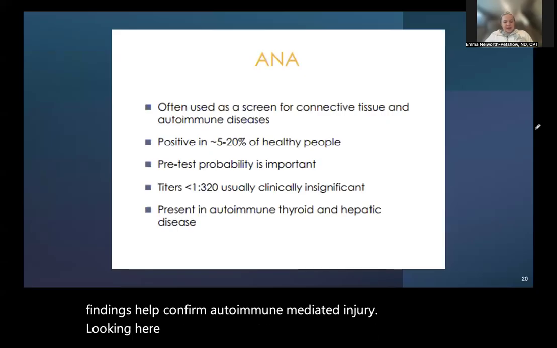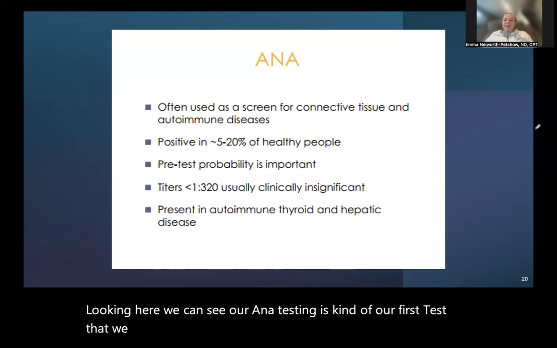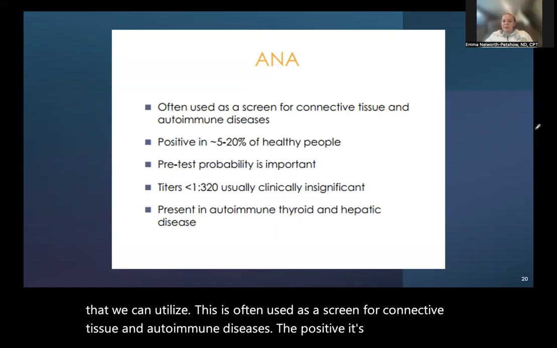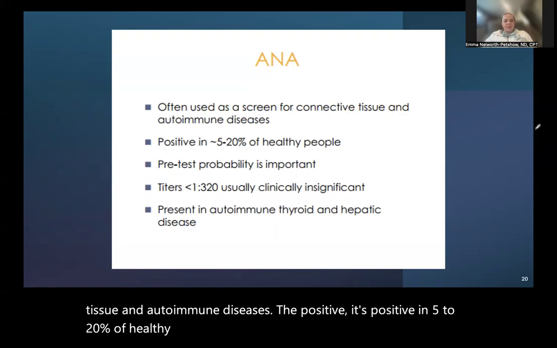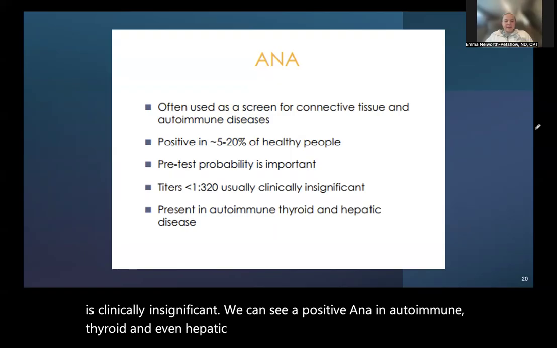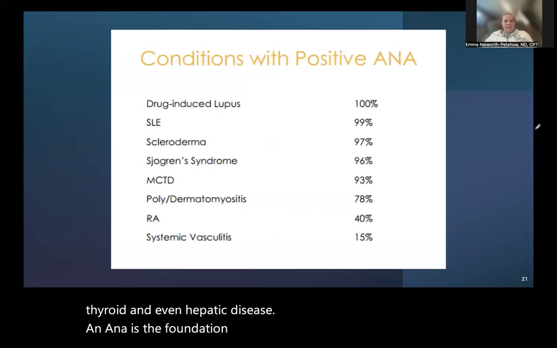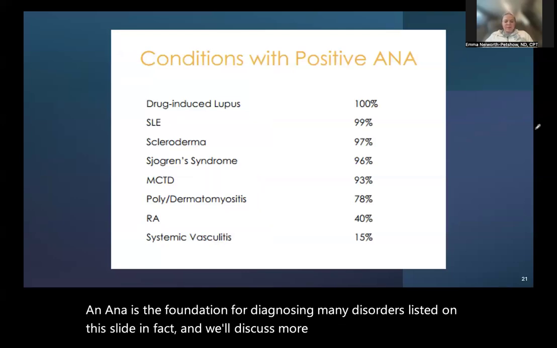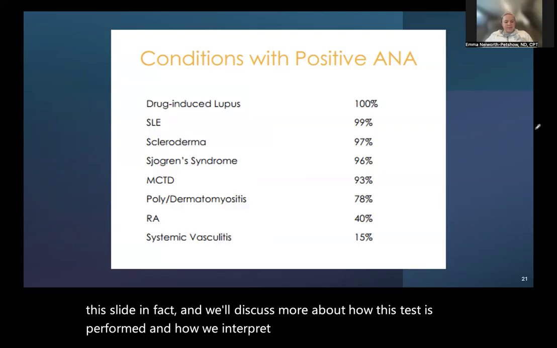Looking here, we can see our ANA testing is our first test that we can utilize. This is often used as a screen for connective tissue and autoimmune diseases. It's positive in 5 to 20% of healthy individuals, and typically a titer of 1 to 320 is clinically insignificant. We can see a positive ANA in autoimmune thyroid and even hepatic disease. And ANA is the foundation for diagnosing many disorders, as listed on this slide, in fact. And we'll discuss more about how this test is performed and how we interpret it.